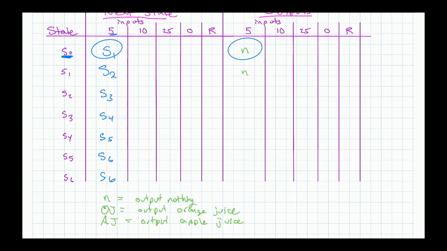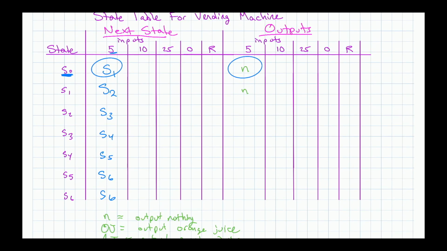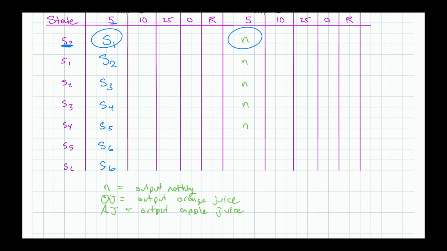Now, what happens on the outputs though? Well, for the outputs, if you have 10 and you put in 5, nothing happens. If you have 15 and you put in 5, nothing happens. If you have 20 and you put in 5, nothing happens. If you have 25 and you put in 5, nothing happens.